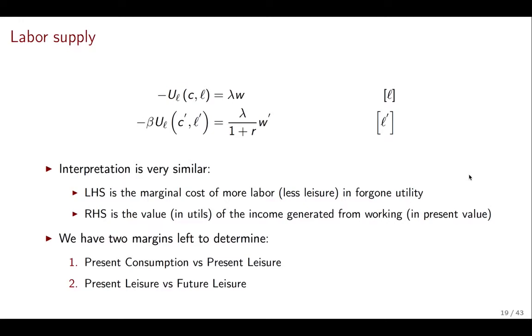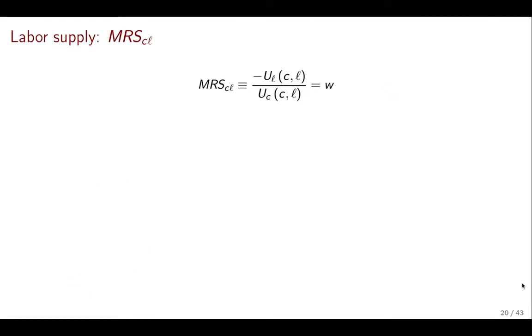How will this work? If you reduce leisure today and work more, you get more income. You can use that to consume. That's one margin, that's one trade-off you can focus on. But on the other hand, instead of consuming, you can use that additional income to save. Those savings are going to give you more consumption in the future. As you have more consumption in the future, more income in the future, you can have also more leisure. So we're going to go through both of these margins one at a time.